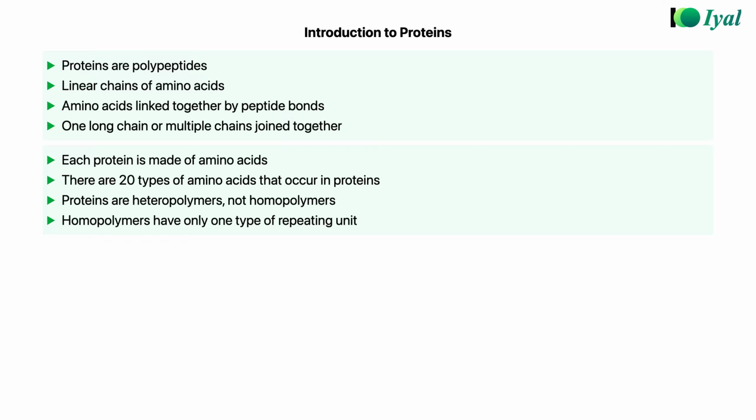Now remember those 20 amino acids we talked about earlier? Proteins are made from those 20 types. You can think about whether a protein is a homopolymer or a heteropolymer. A homopolymer has only one type of monomer, repeating over and over. But proteins aren't like that. Each protein typically uses many different types of amino acids. That makes proteins heteropolymers, made from different types of building blocks.